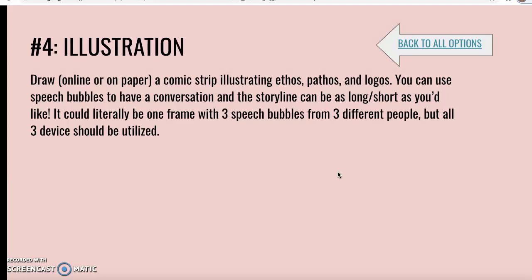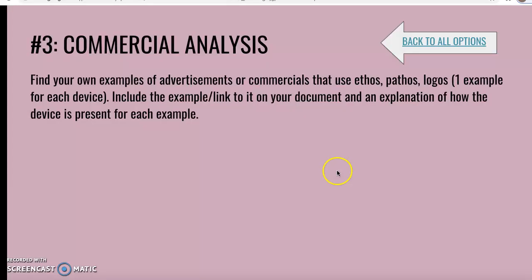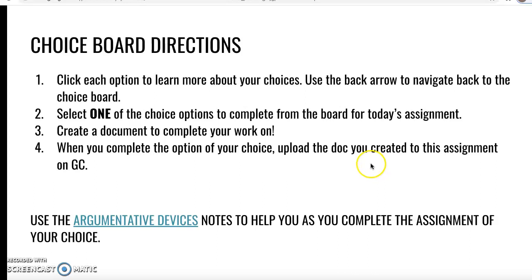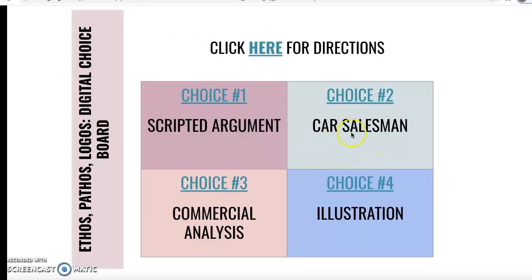I will not be checking for your work until 4 p.m., but you do also need to fill out the attendance form. So step 1, do the attendance form. Step 2, do your do now. Step 3, choose your option on the choice board and complete it. You guys have 80 minutes to do all 3 of those things.